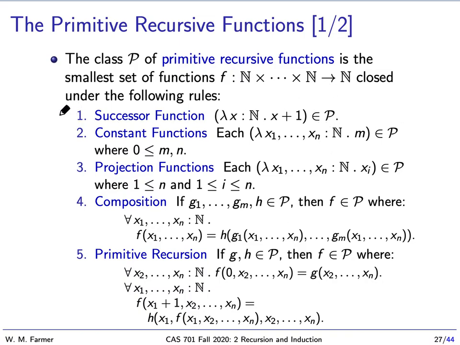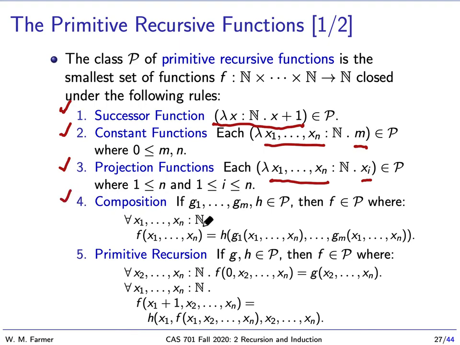The first rule is the successor function. This function, the successor function, is a member of this class of primitive recursive functions. The second rule is that all possible constant functions, no matter how many arguments they take or what value they give, are a member of this class, script P. All possible projection functions, so a projection function takes a set of arguments, which are natural numbers, and it just returns one of those arguments.